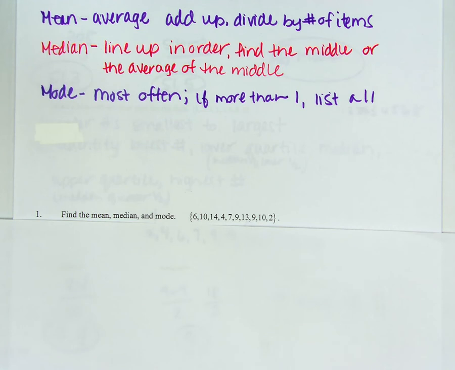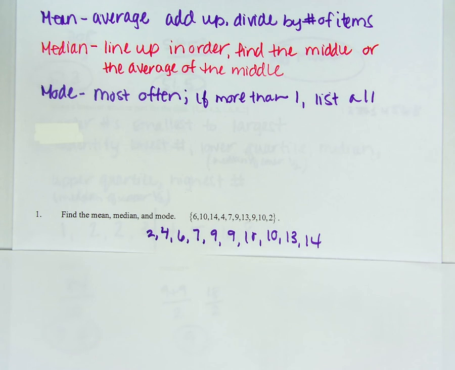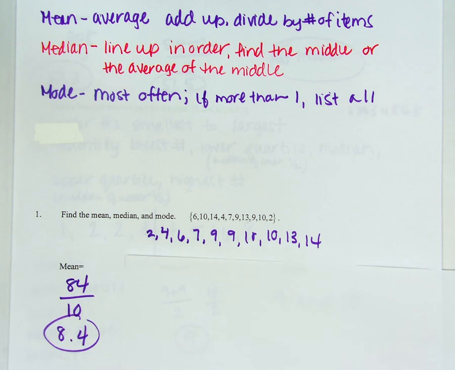So for our first problem, we're going to find the mean, median, and mode. So go ahead, pause the video, and write those in order from smallest to largest. Okay, so you guys should have your order just like mine here. So once you've done that, you're going to find your mean, median, and mode. So your mean, you're going to add them all up and divide by how many you have. So you should end up with 84, and you're going to divide that by 10 because that's how many numbers you have. So your average is going to be 8.4.